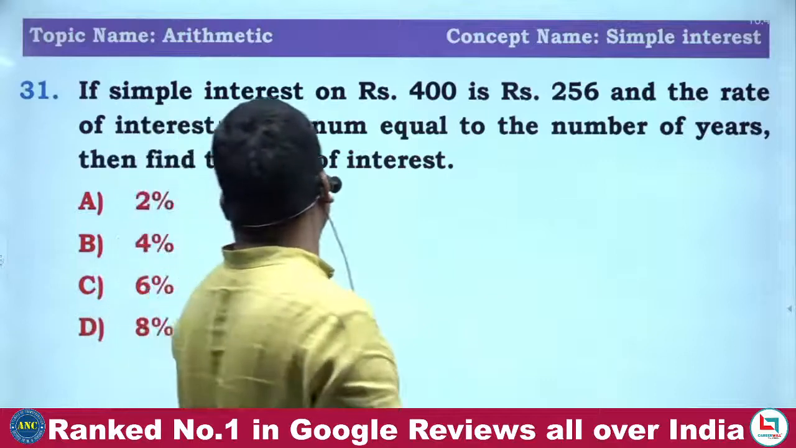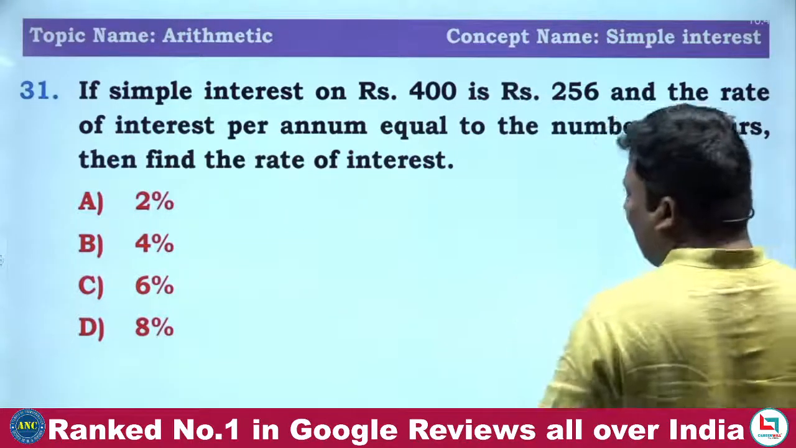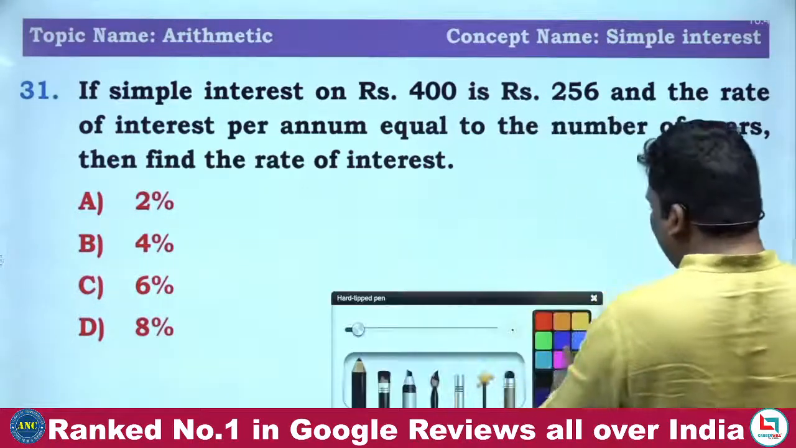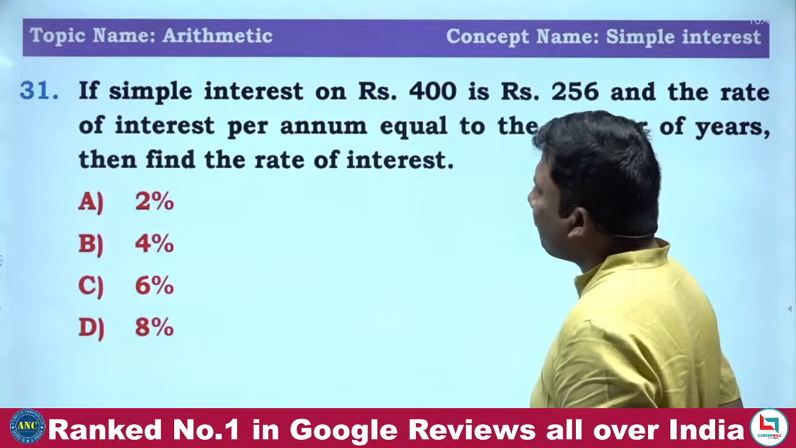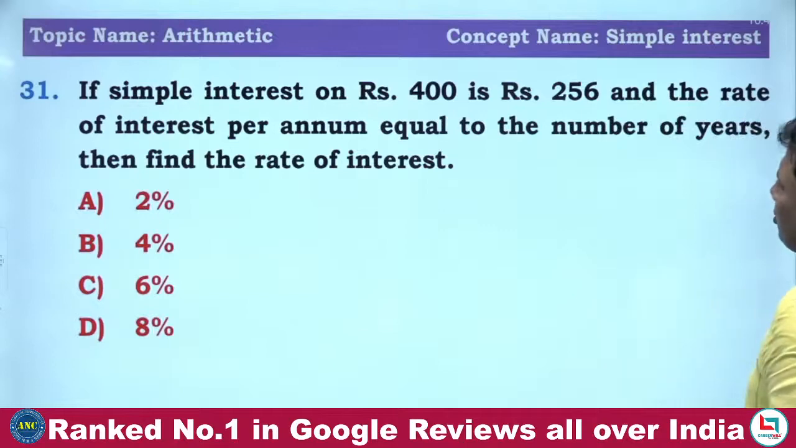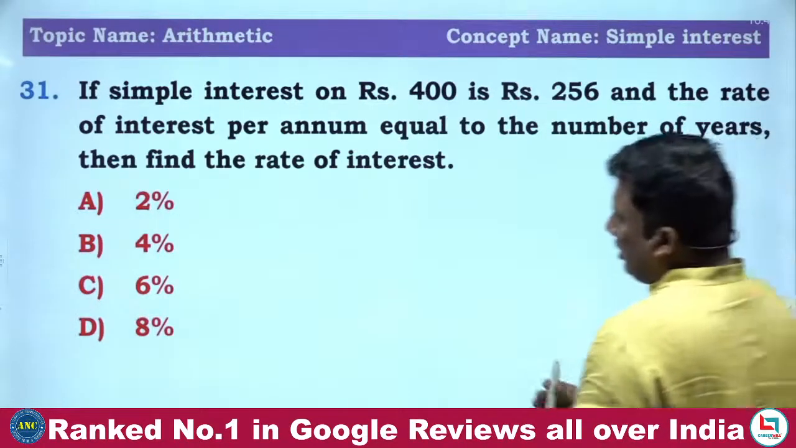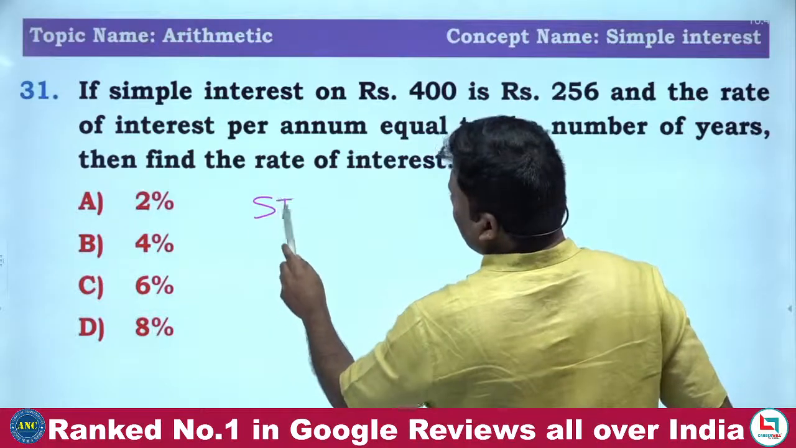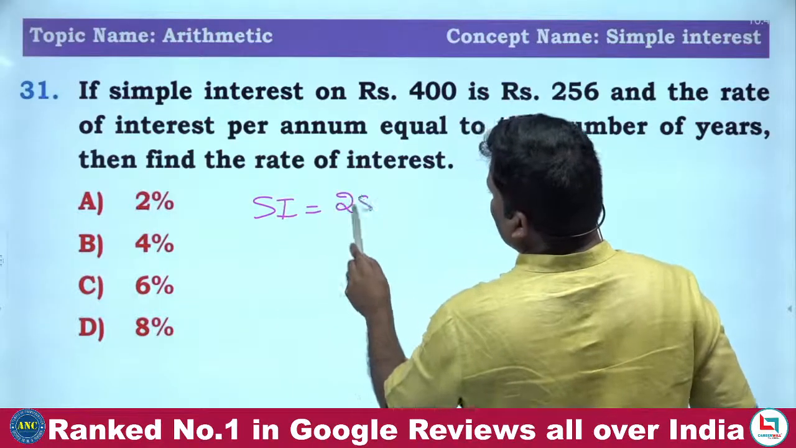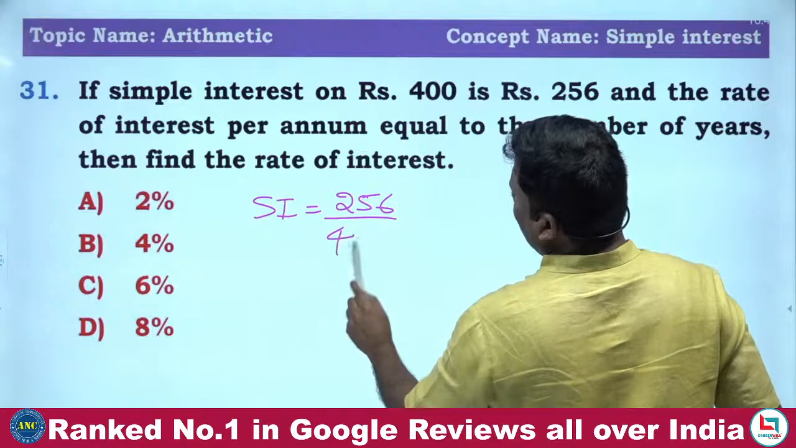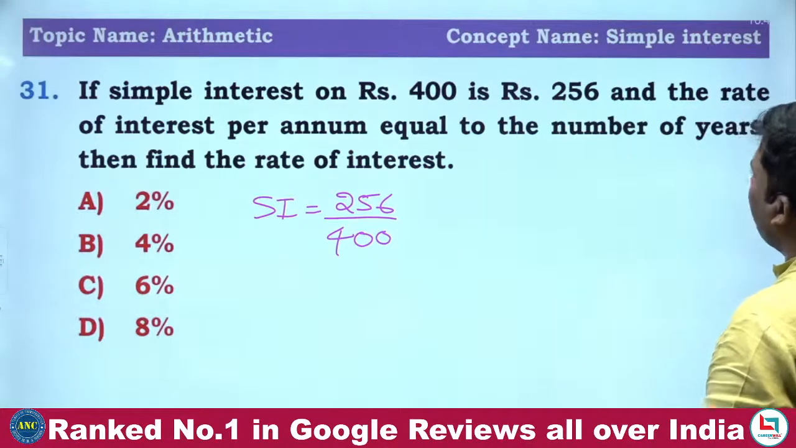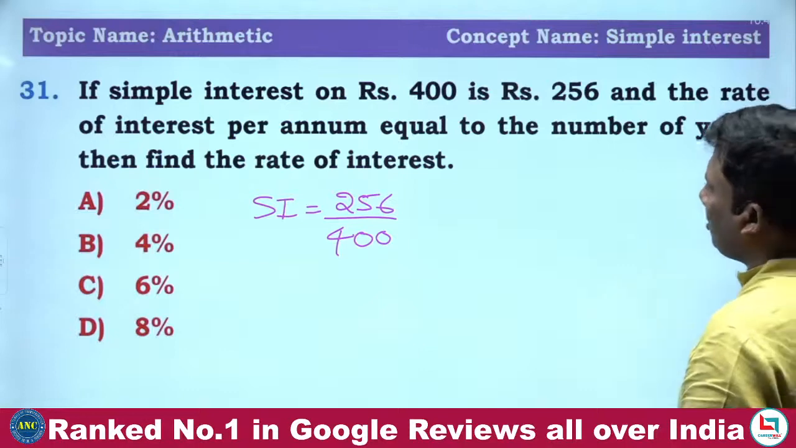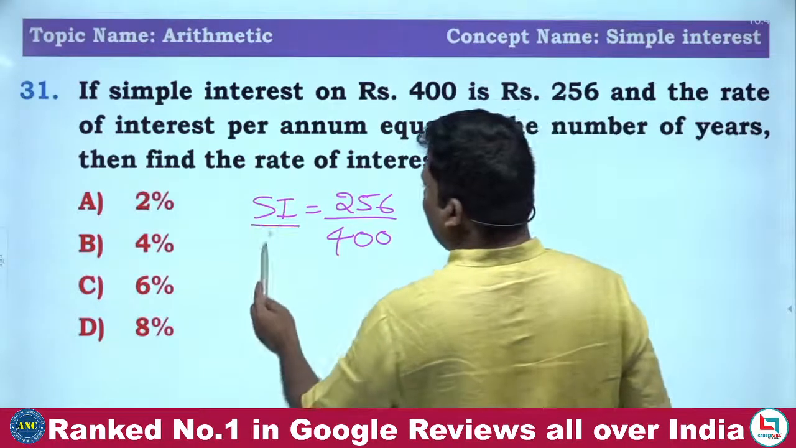Now, see the next question. First thing, we will read the question, sir. Every possible variety from the fundamentals to advanced we will discuss. If the simple interest on rupees 400 is 256, that means simple interest is 256 on the initial value of 400. And the rate of interest, simple interest by principal.